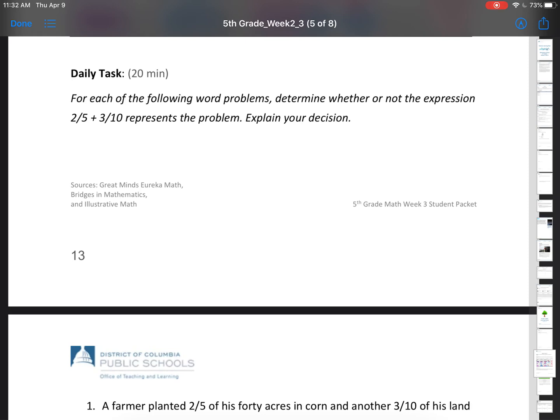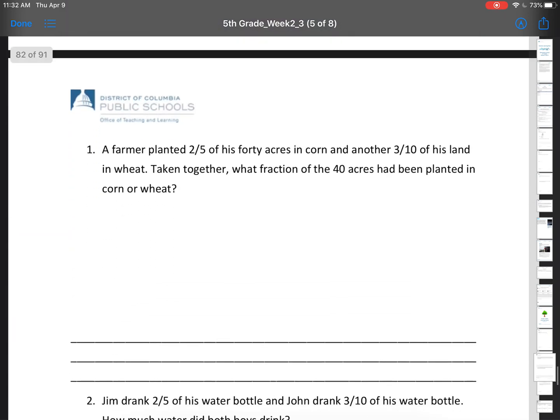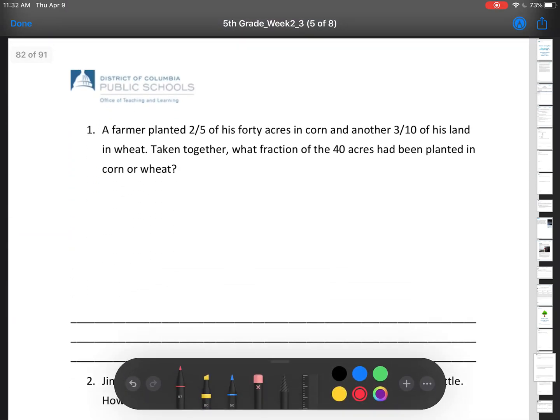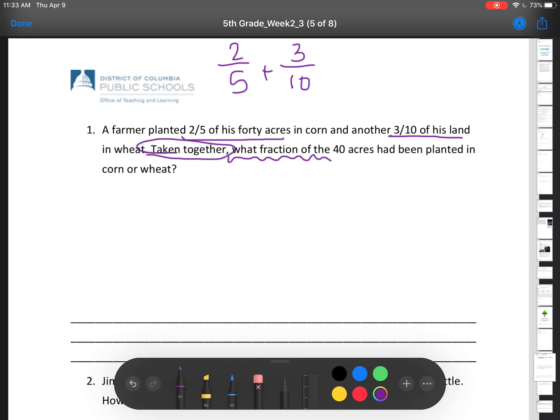It says, for each of the following word problems, determine whether or not the expression 2/5 plus 3/10 represents the problem. Explain your decision. Okay, so remember, we are looking at this and we need to decide, does 2/5 plus 3/10 match this word problem? So let's read our word problem. A farmer planted 2/5 of his 40 acres in corn and another 3/10 of his land in wheat. Taken together, which is a very important part, right? Taken together in all, what fraction of the 40 acres had been planted in corn or wheat?